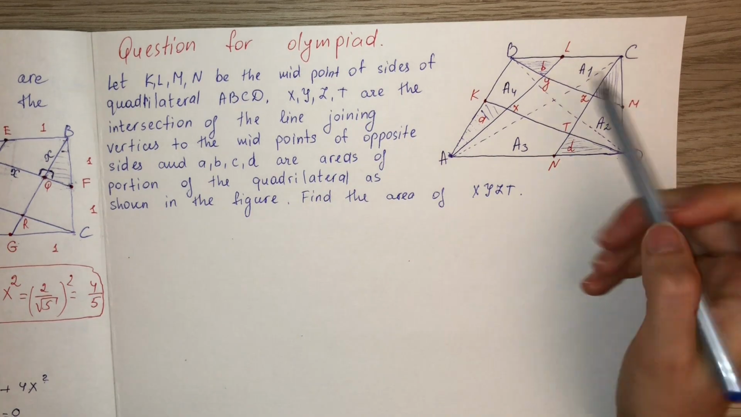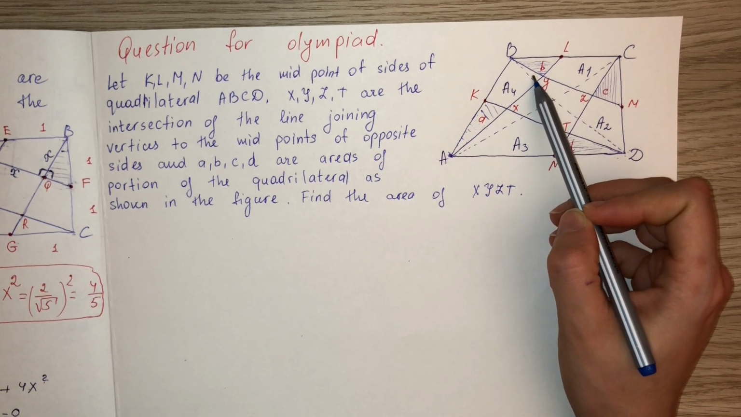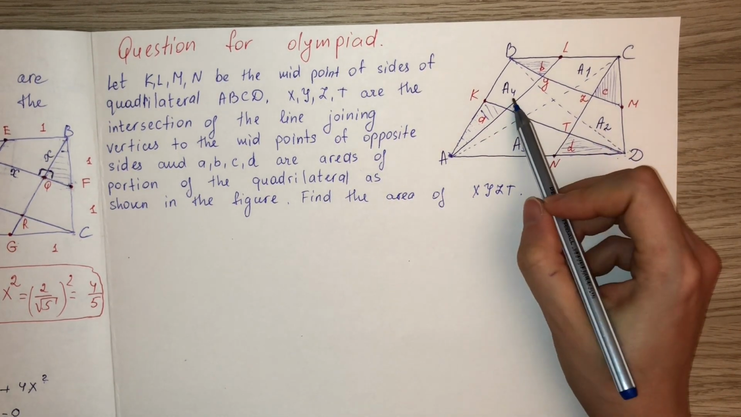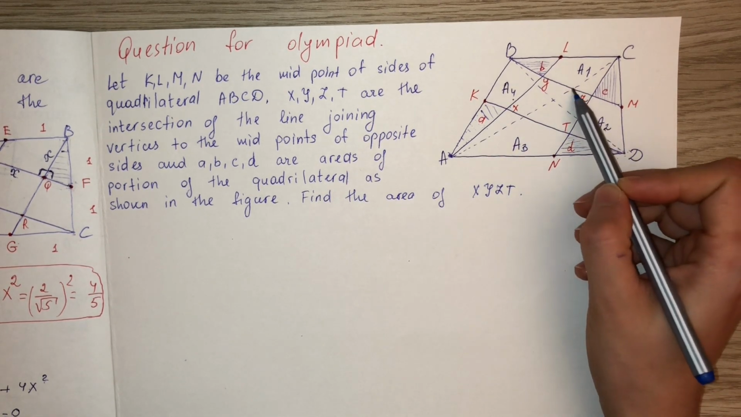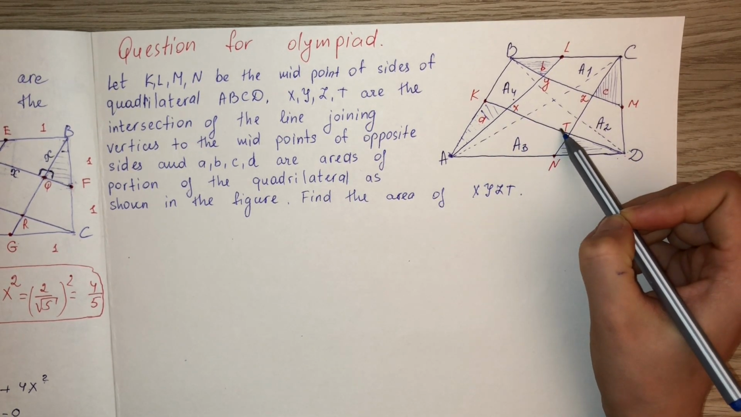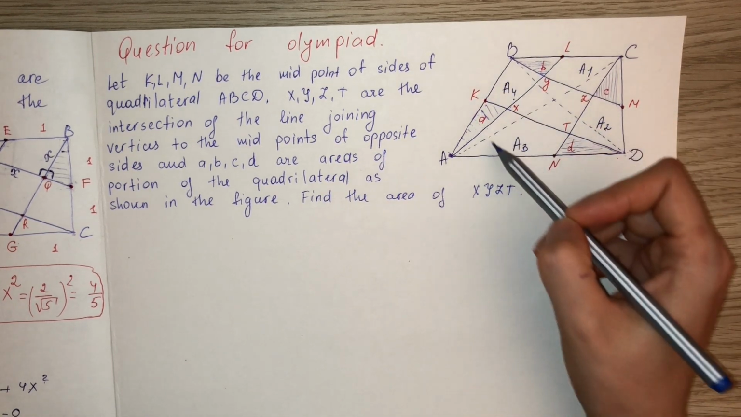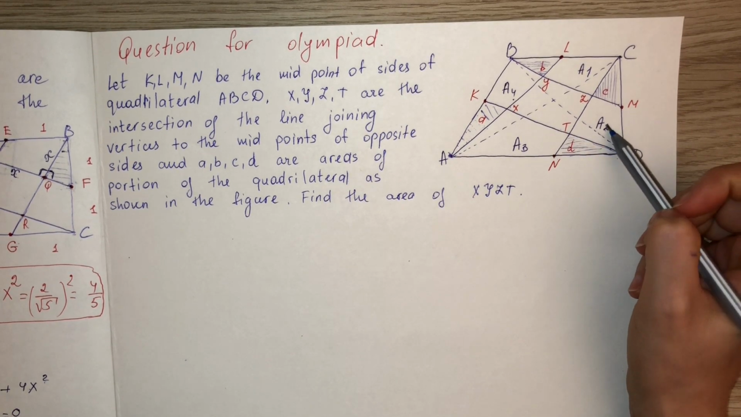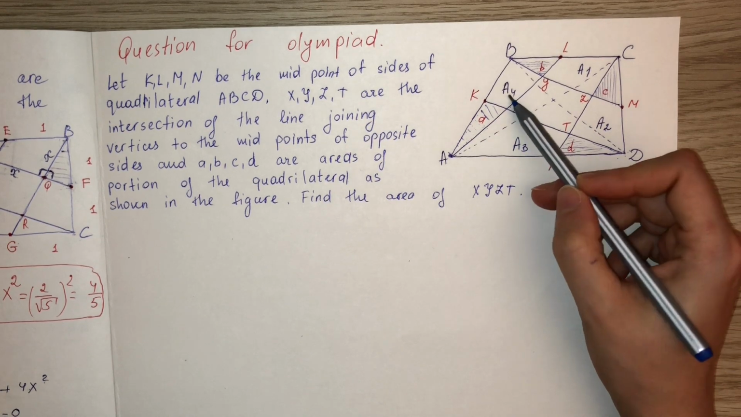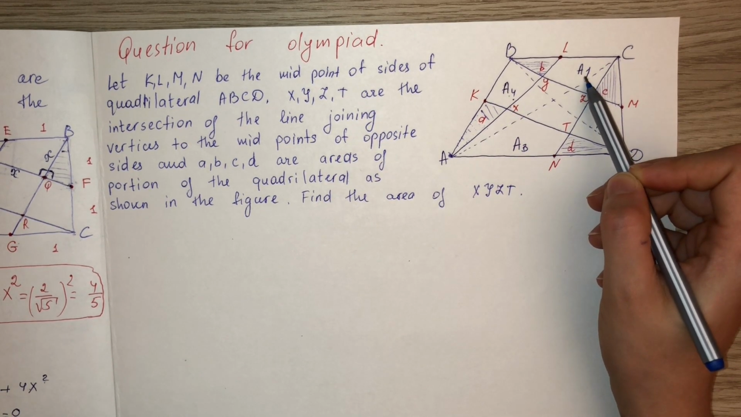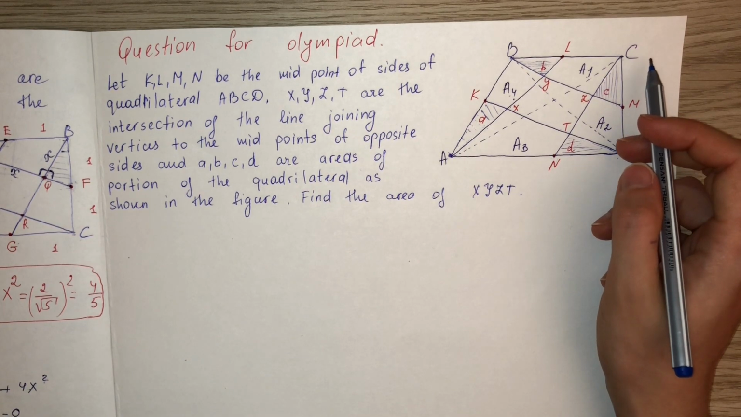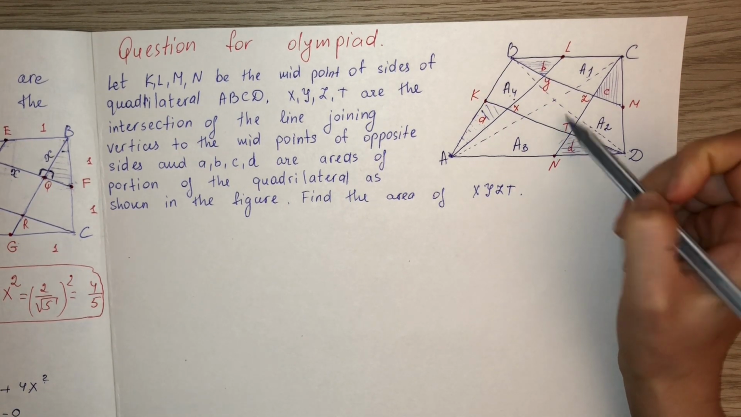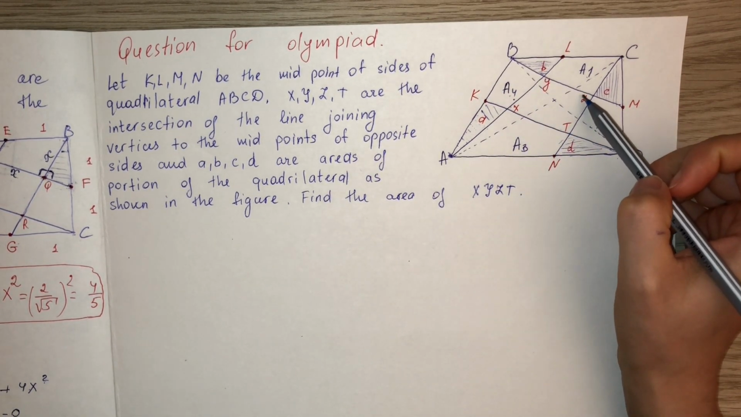And also we have the areas A1, A2, A3, and A4. If we subtract the areas X, Y, Z, T from the area of the quadrilateral, the remaining areas are A2, A3, A4, and A1. So, we join the diagonals AC and BD.